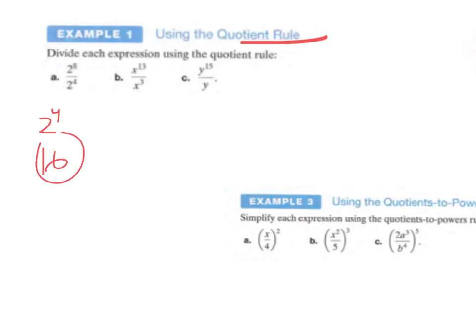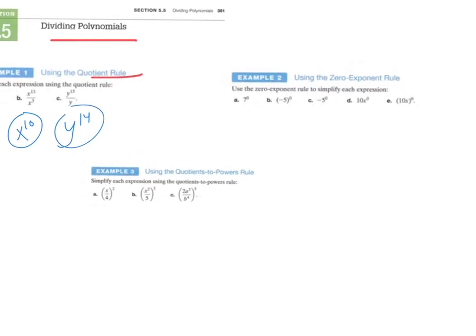Now when we have variables, we're going to do the same thing, except that we won't be able to get a numeric answer. So 13 minus 3 would be 10, giving x to the 10th power. Now remember, when there's no exponent, that's a 1, so 15 minus 1, this would be y to the 14th. So we continue with this.